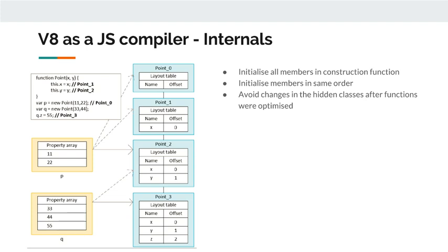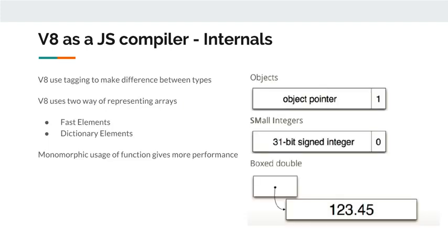So that is called polymorphic usage of a function. And because JavaScript is a dynamic language, it will not enforce you to always use function point with integers. So you are able to call function point with any type of parameter you want, string, floating point, but whenever you do that, you also lose some performance gains.